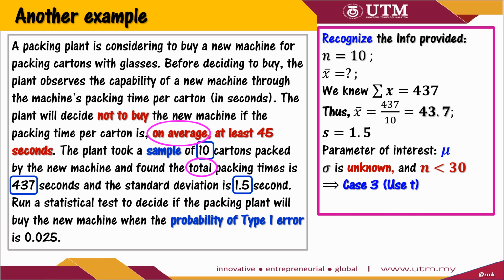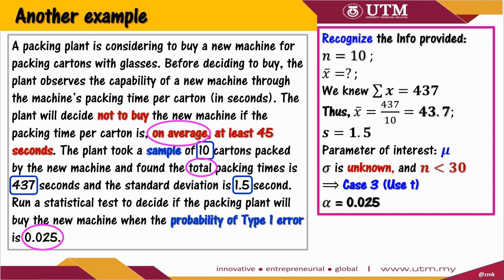Now we can run a test at alpha equal to 0.025. How do we know alpha is 0.025? It's not given directly in the question, right? But we know the probability of making type 1 error is 0.025, which is exactly the level of significance that we can use to run the statistical testing.